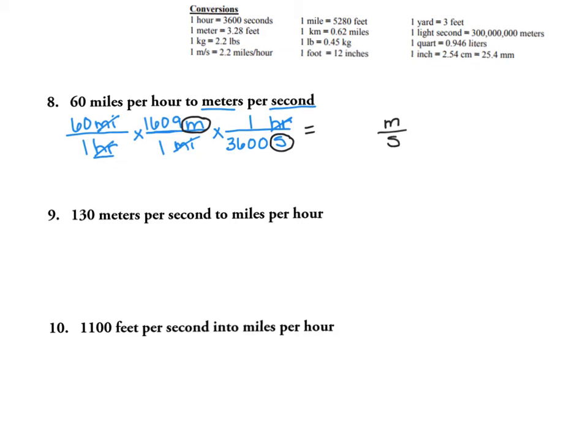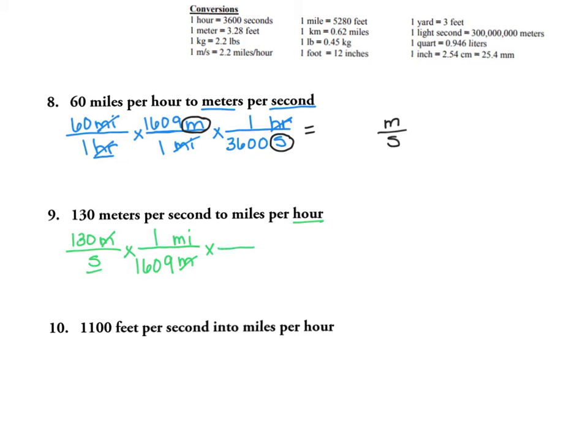All right, so number 9, they're giving us meters per second, and they want us to convert that to miles per hour. So let's jot that down. We have 130 meters per second. And I want to convert those meters to miles. So now the meters are going to go on the bottom, so they cancel, and the miles will go on the top. And just like above, 1 mile is 1,609 meters. So now my meters will cancel.